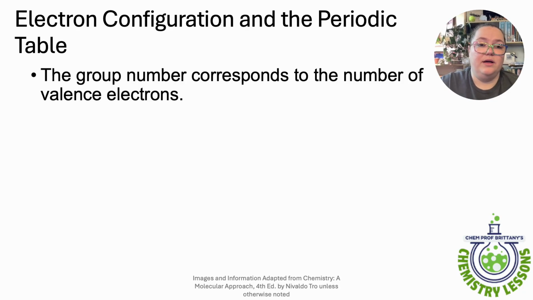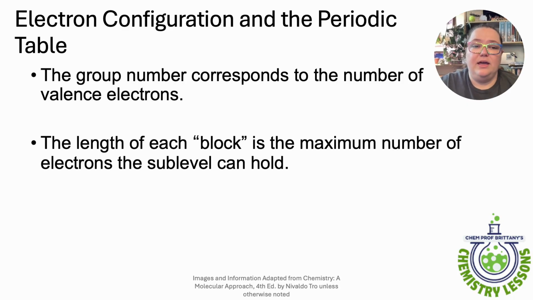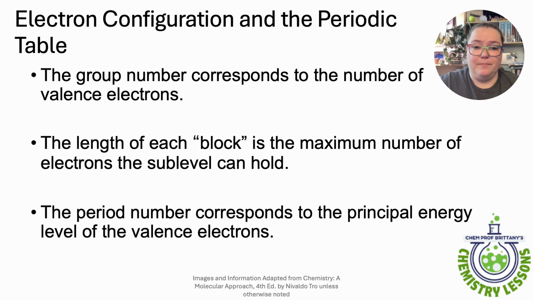Alright, so the group number corresponds to the number of valence electrons on the periodic table. And the length of each block on the periodic table is the maximum number of electrons that sublevel can hold. So it's a little hack for you. We'll look at it in the next slide. The period number, so which row it's in, corresponds to the principal energy level of the valence electrons. So let's look at that.